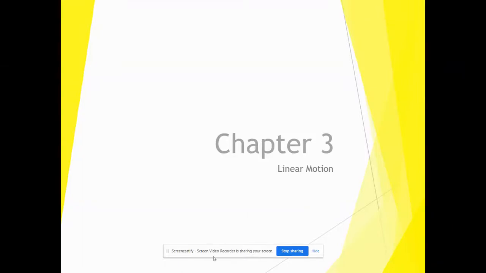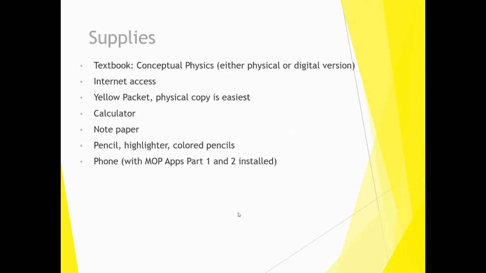So ladies, we're ready to start chapter 3 on linear motion. And I'm only going to do a couple of sections in your book at this point. I find that this chapter is actually fairly long, so I split it into 2 parts. So again, you're going to need your book, either internet access or the actual hard copy, your yellow packet.